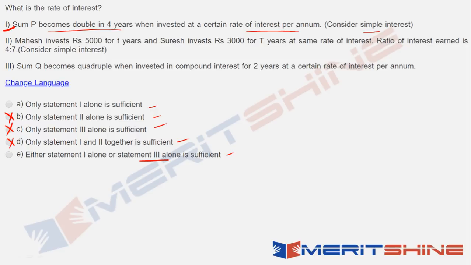What is statement 3 then? Sum Q becomes quadruple, that's 4 times, when invested in compound interest for 2 years at a certain rate of interest. In 2 years, it says it becomes 4 times. So how would it be like? In 1 year, it becomes double. Another year it becomes 4 times, like that. So that's 100% rate of interest, but that's not really required. What you know is that from this statement you can obviously answer this. So 25% for 1, 100% for this, because it's very simple. Otherwise you would not have calculated it, but we know that it can be calculated. So from 1 and 3 you can calculate. The answer becomes option E.